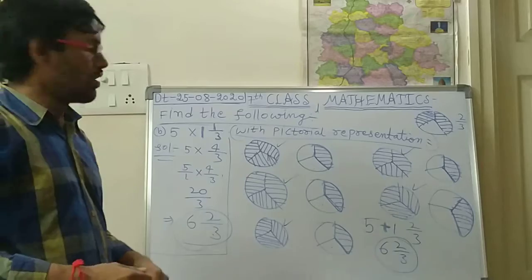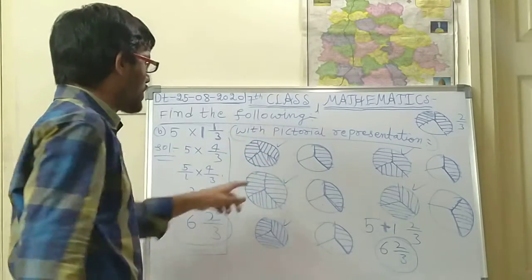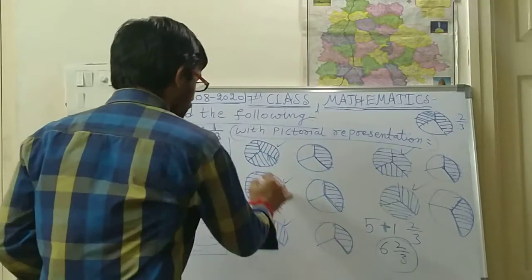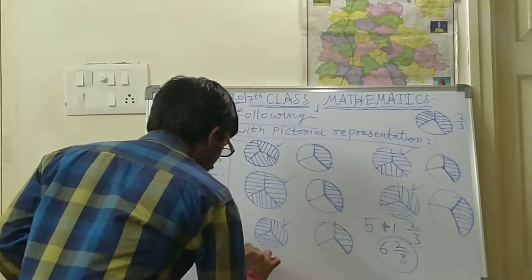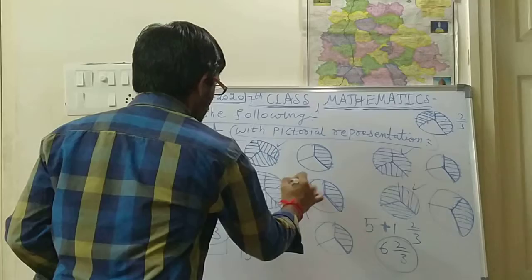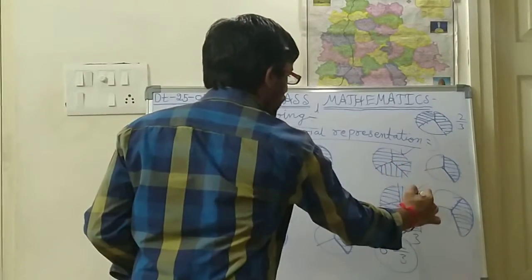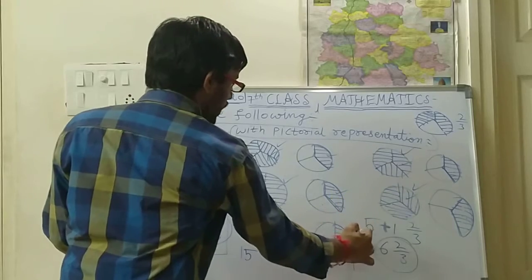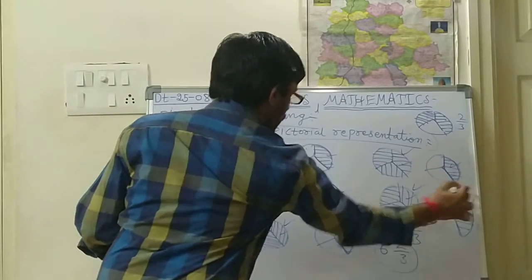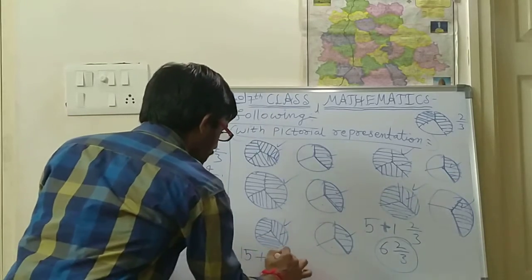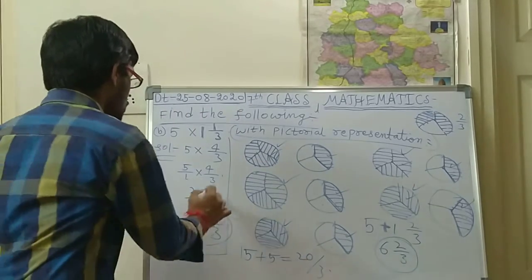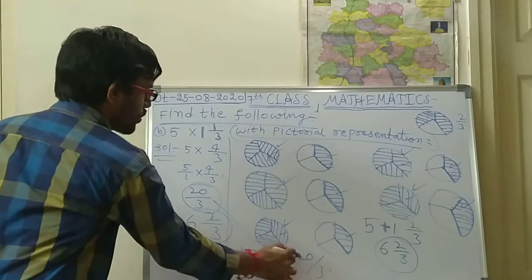Okay. So understood? So totally how many unshaded parts are there? 1, 2, 3. 3 fives, 15. So in each full circle there are 15. Okay. 3, 3, 6, 7, 8, 9, 10, 11, 12, 13, 14, 15. Okay. 16, 17, 18, 19, 20. So 15 plus 5 is 20. 20 by 3. In each circle 3 parts. So what we got is also 20 by 3.